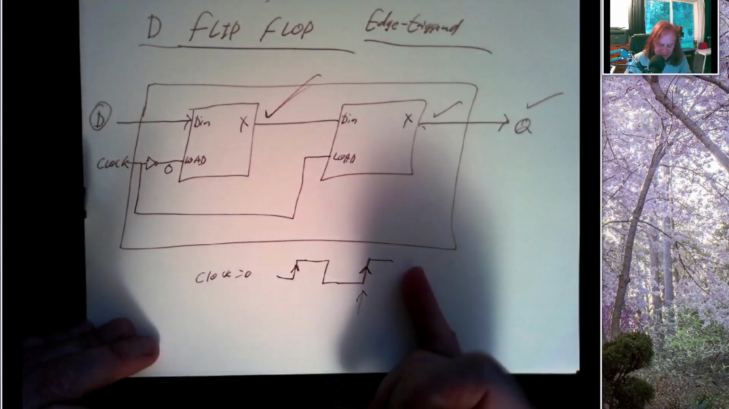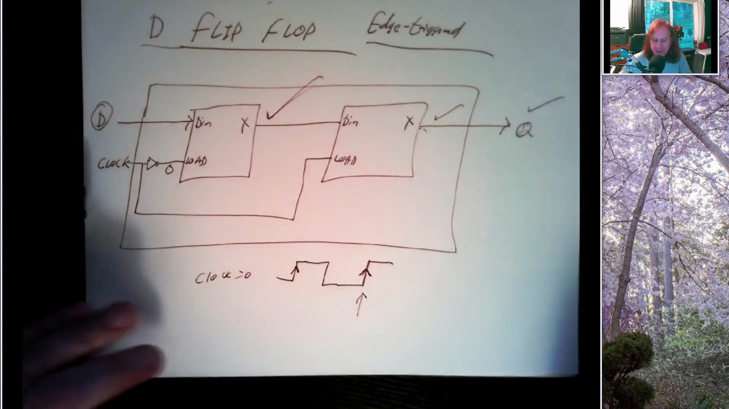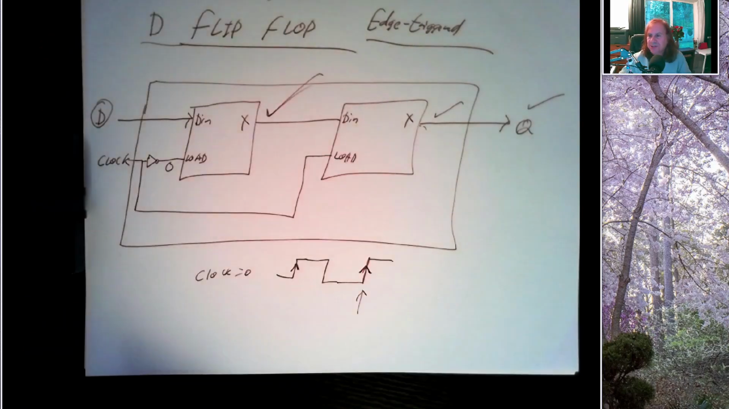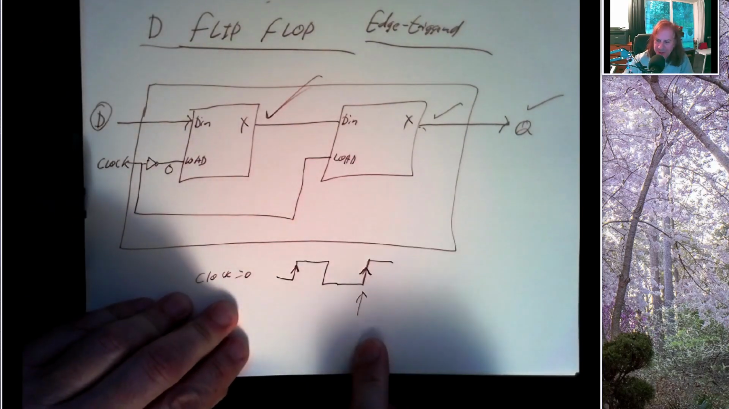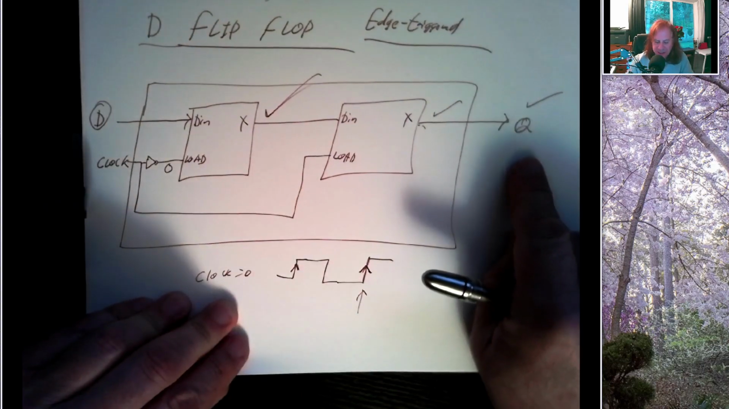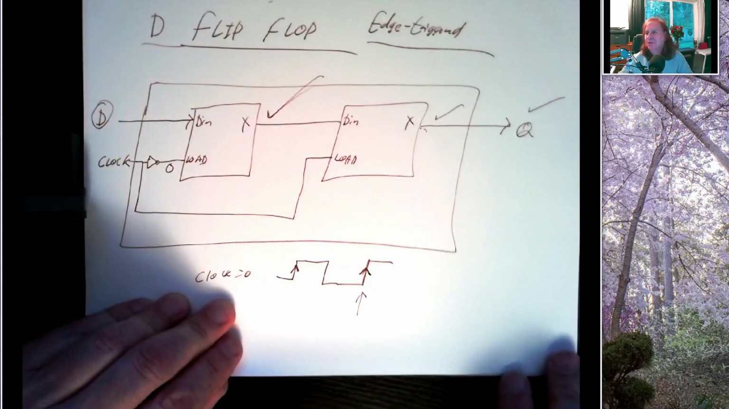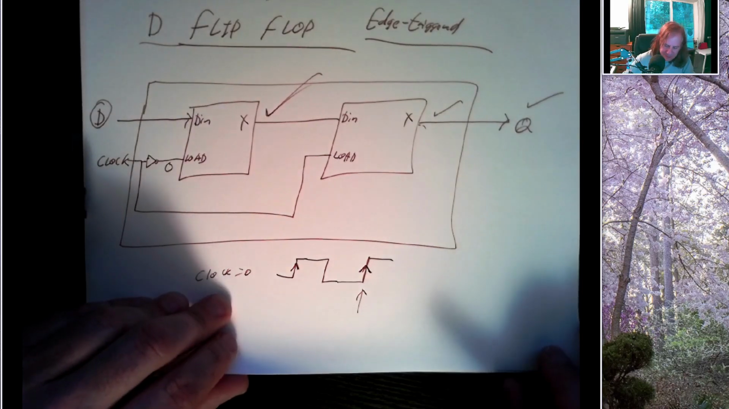Before that moment and after that moment, the output is absolutely stable regardless of what the input's doing. But at the moment where the clock changes from 0 to 1, that's when the output can change, and it will take on whatever value the input currently has.